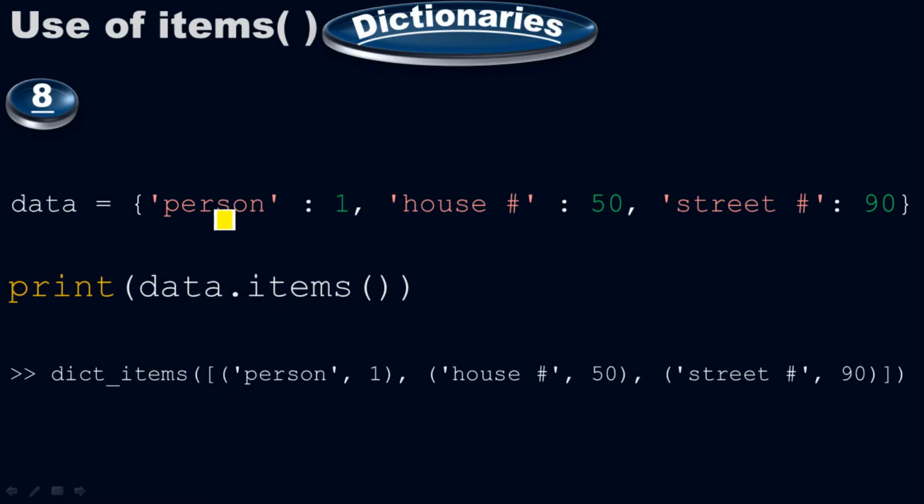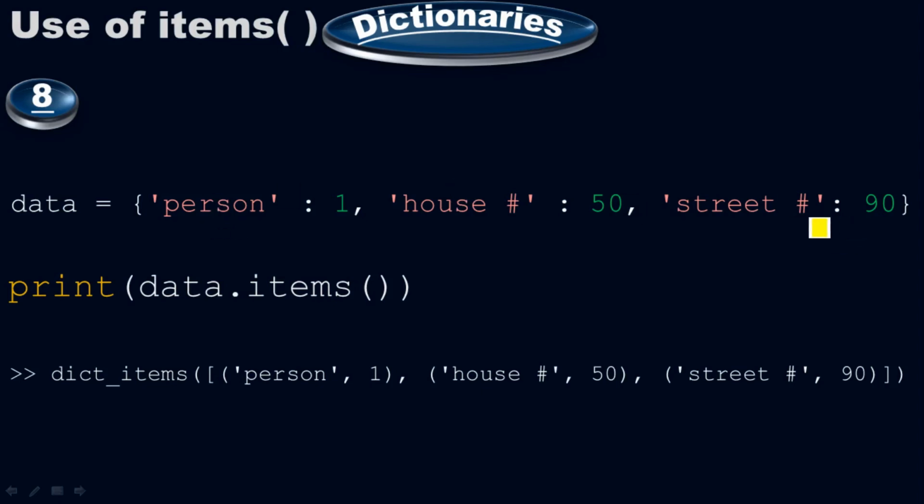Look at here, person and then 1, house number and then 50, street number and then 90. So this is my first pair, this is my second pair, this is my third pair. They have been separated with the commas here, here. Now look, if you remember last time, the output was persons with colons. Now we don't have colons, we have commas for the colons, because we are talking about the items of the dictionaries.